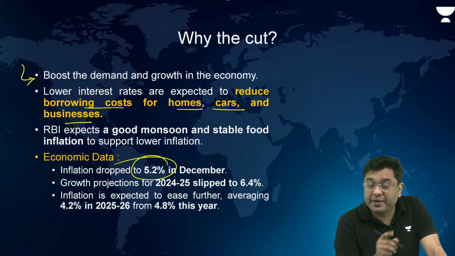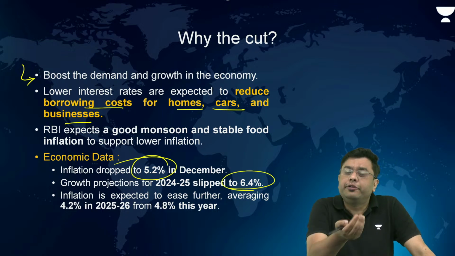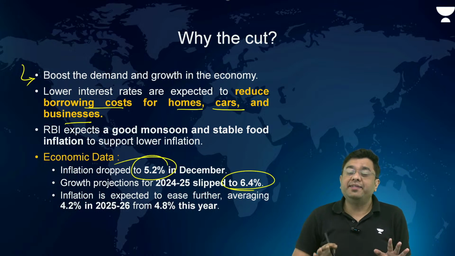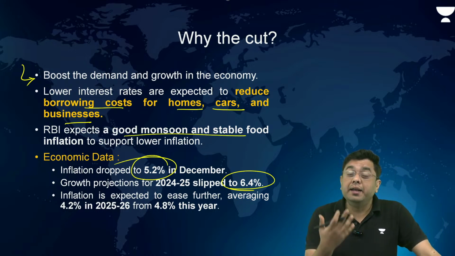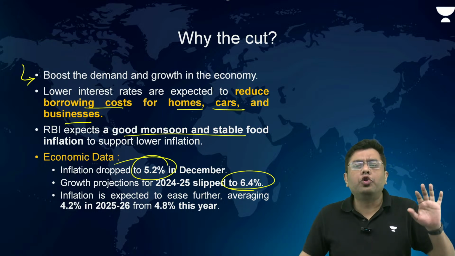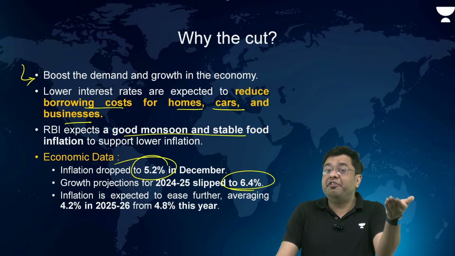Now, at the same time, growth is also slipping down. So if the growth is also slipping down, you need to do something, some amount of intervention. RBI is expecting a good monsoon and a stable food supply. Onions, tomatoes, etc. are expected to give a good yield. Having said that, let's suppose any climate event takes place.